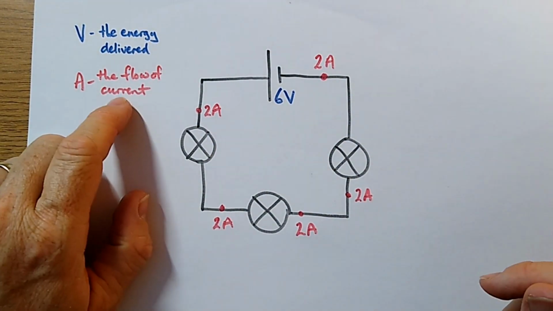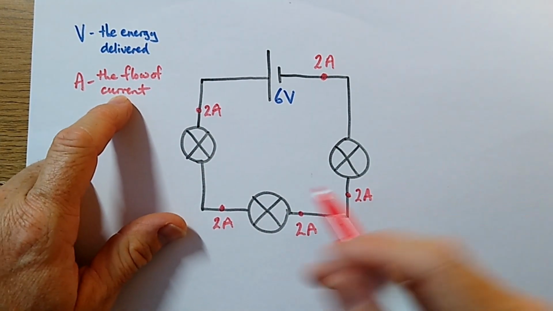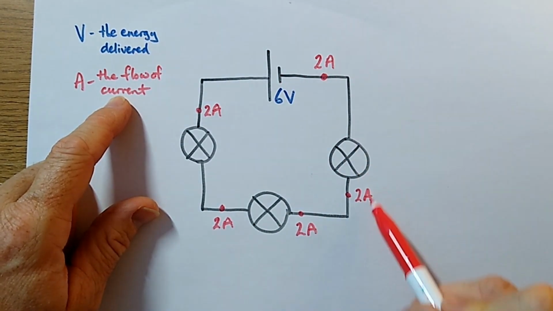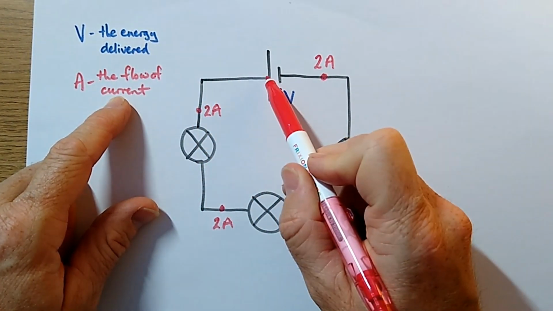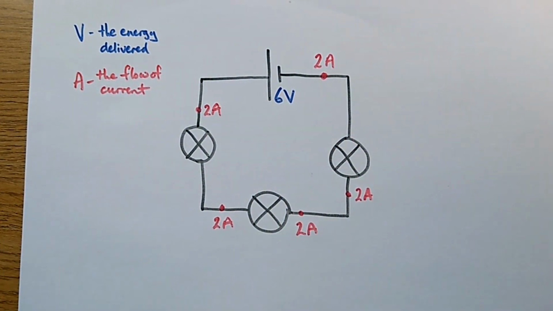And the reason for that is because of what current is. Current is tiny charged particles. And those charged particles start off here in the battery and they all are going to move around and get back to here. They've all got to do that. You can't lose them somewhere. You can't mislay them. They all have to go around.